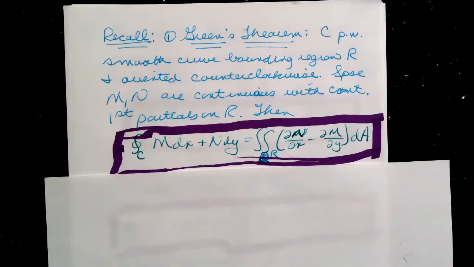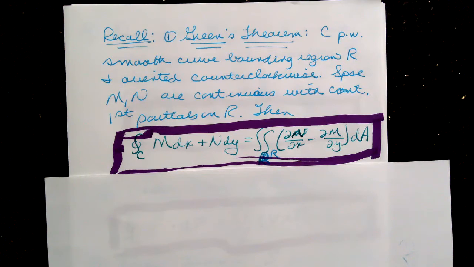Okay, welcome everybody to one of the last lectures of the semester. And in this little lecture, we would like to see the connections between Green's theorem and Stokes' theorem and the divergence theorem, and see how all these things are related to each other. Okay, so let's remember what Green's theorem is.